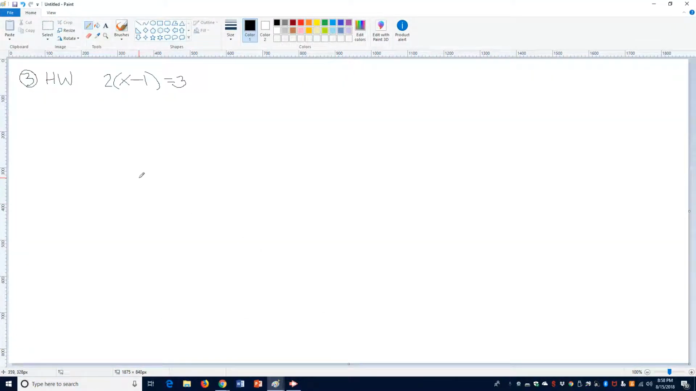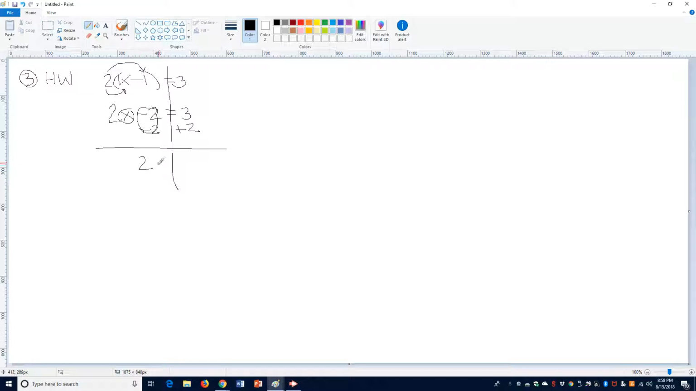Last but not least, this is your homework problem, so please try it before you check to see how you did. We're going to distribute first to get rid of these parentheses. 2 times x. Remember, there's an invisible 1 here, so 2 times 1 is 2. So we'll have 2x, and then 2 times negative 1 is negative 2 equals 3. And we have our x here. We need to undo subtraction first. The opposite of subtraction is addition, and we need to do it to both sides to keep things balanced and equal. This is 0, so it's gone.